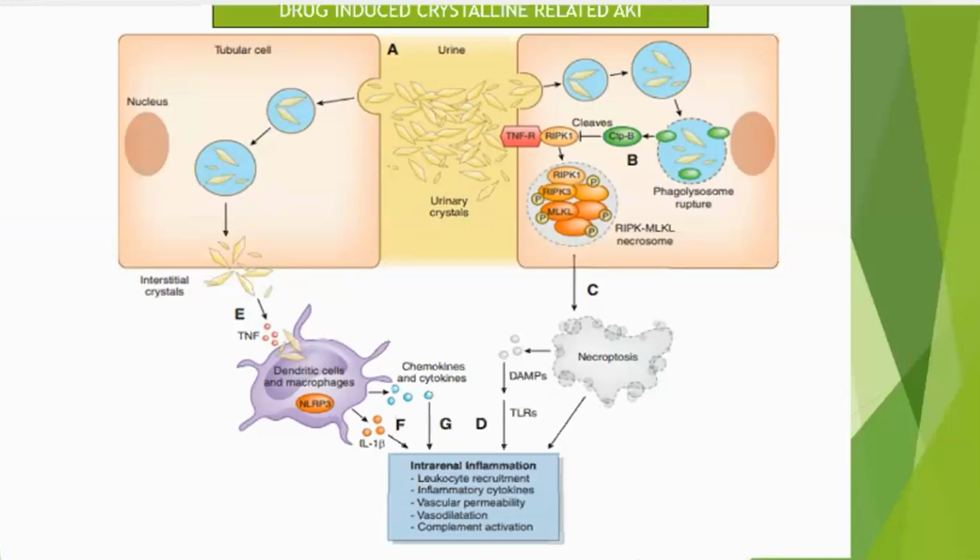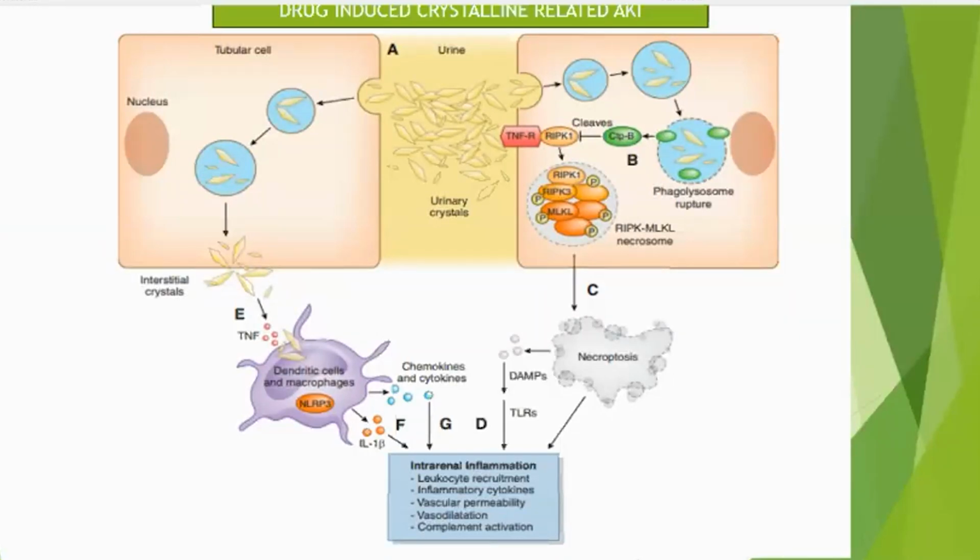So the mechanism is that drugs can cause crystalline-related AKI via various mechanisms. For example, as we can see in this diagram, drug crystals precipitate in the tubular lumen, causing obstruction and tubular necroptosis. This is one. Second is crystal uptake into the lysosomes as well as phagolysosomes, which can lead to release of cathepsin B leading to tubular necrosis.